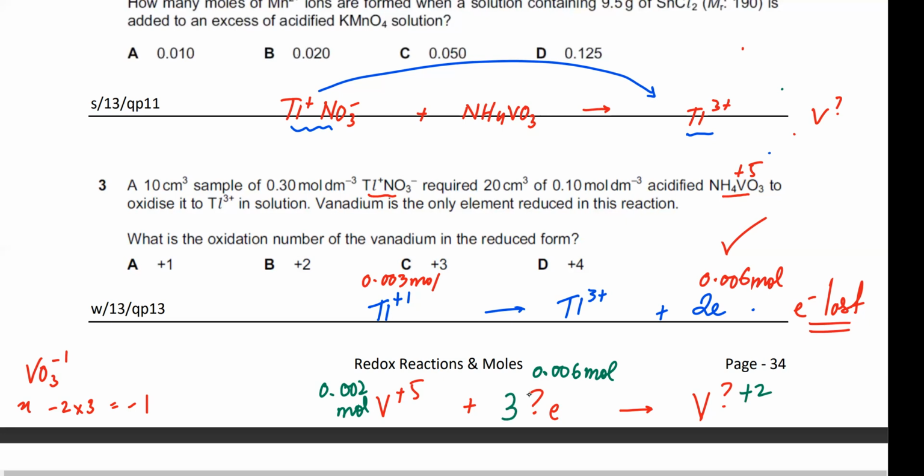And this would come out to be 1:3. It's going to be 0.002 moles of vanadium gaining 0.006 moles of electrons. So 1 would be gaining 3. And the final answer would be plus 2. Is this clear?